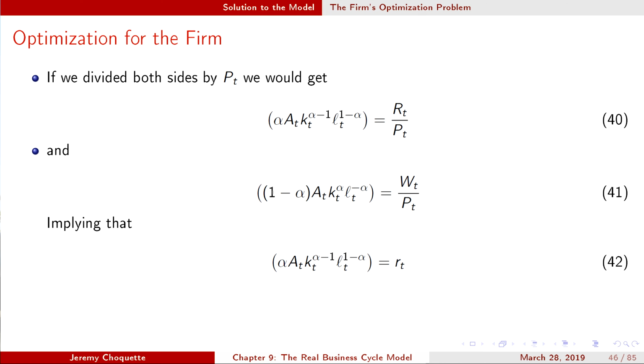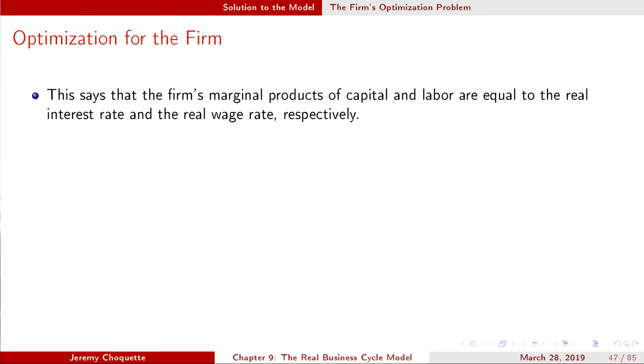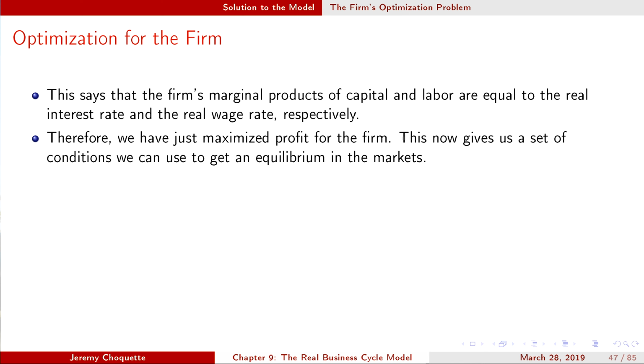So if I were to simplify that, capital R over P, that gives me the real interest rate. And if I do the exact same thing for the wage rate, that just gives me the real wage, because the nominal wage over the price level is the real wage. The nominal interest rate over the price level is the real interest rate. So it says the firm's marginal products of capital and labor are equal to the real interest rate and the real wage rate, respectively. So what we've done is we've really just maximized profit for the firm, which gives us a set of conditions that we can use to get an equilibrium in the markets.